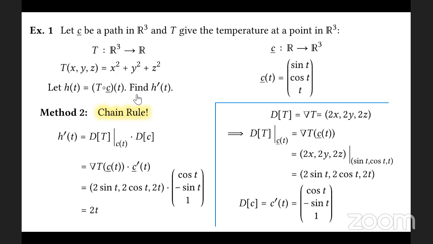Okay, so questions on this? Okay. So where did the 2 sin t, 2 cosine t, and 2t come from? So we're going to evaluate x at sine of t, y at cosine of t, and z at t. Yeah, you see that? That's where that comes from. Other questions? Okay.